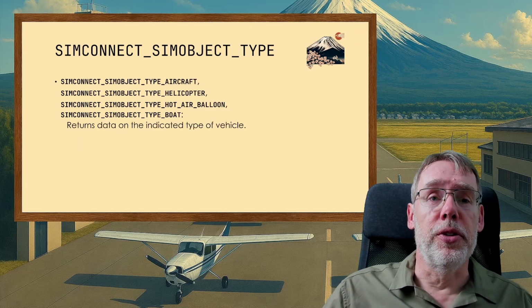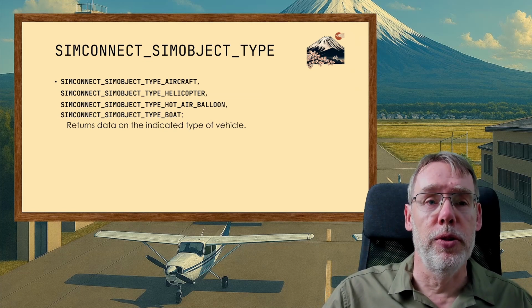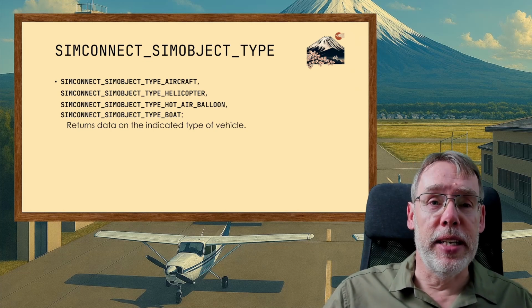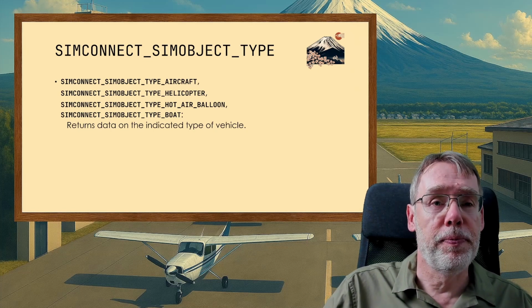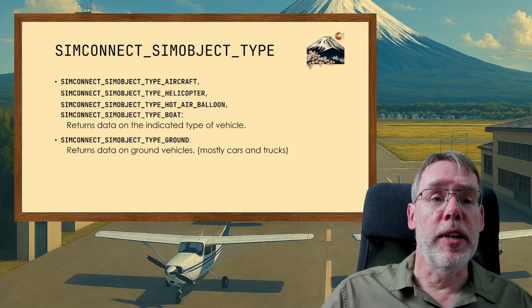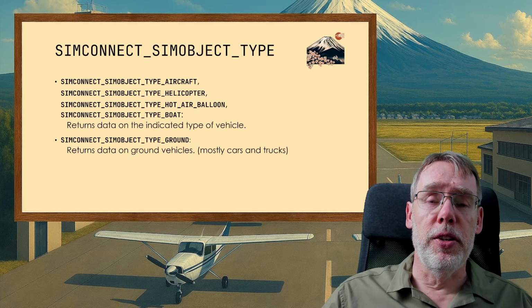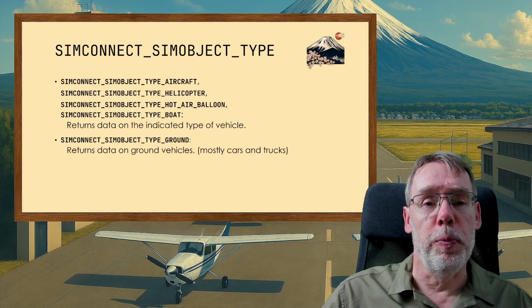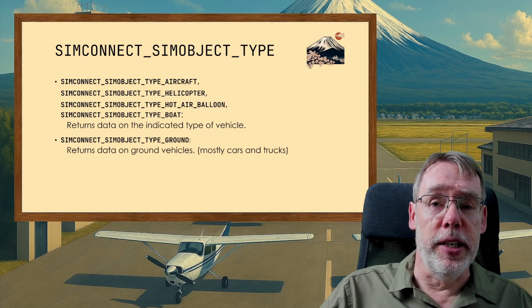Then we have the different types of movable objects: aircraft, helicopters, hot air balloons, and boats. And you will get the data on that type of vehicles if they are in the circle that you specify. Then we have type ground. Now this would mostly be about ground vehicles, but, and this is something I'm not sure about, it is also possible that you're going to get information about simulated buildings and such. And this is because of something we'll see in the next slide.